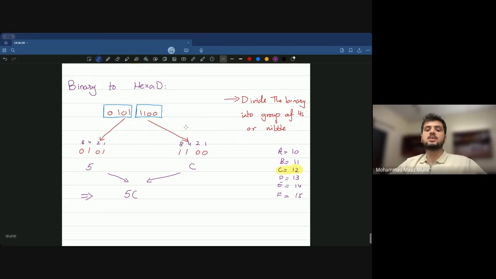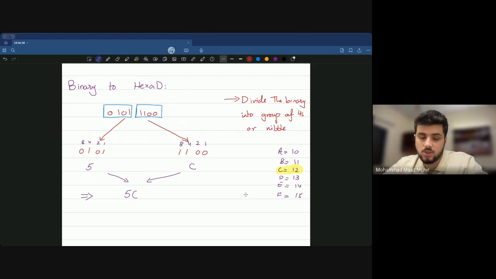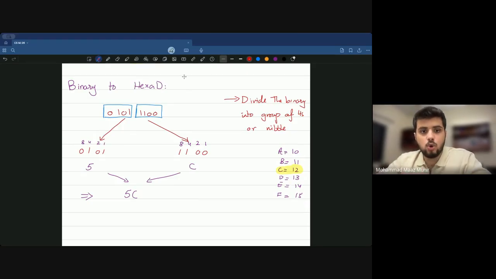So what did I do? I basically divided the binary into groups of fours, and then separately dealt with them based on the denary logic which we were studying earlier on. So whenever you have a binary value, again you have to convert it into hexadecimal. So we will be finding what? We will be finding groups of 4, and we'll be doing it separately.